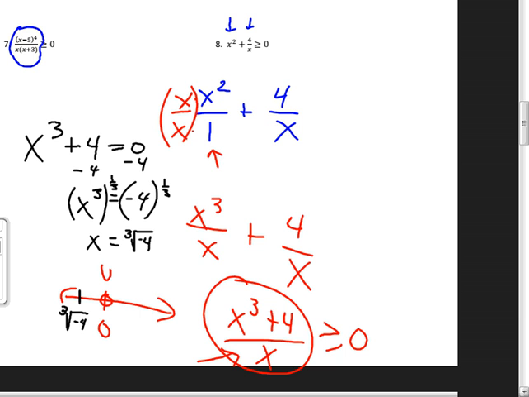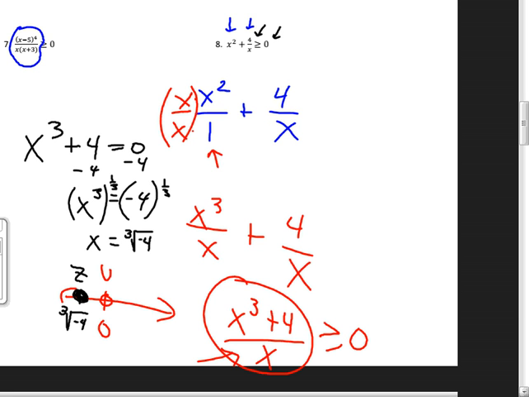Will the 0 spot be greater than or equal to 0? Yes, it will. It works. Now I've got to test on both sides of it, and from here it's easy. It's just testing intervals like you're used to.